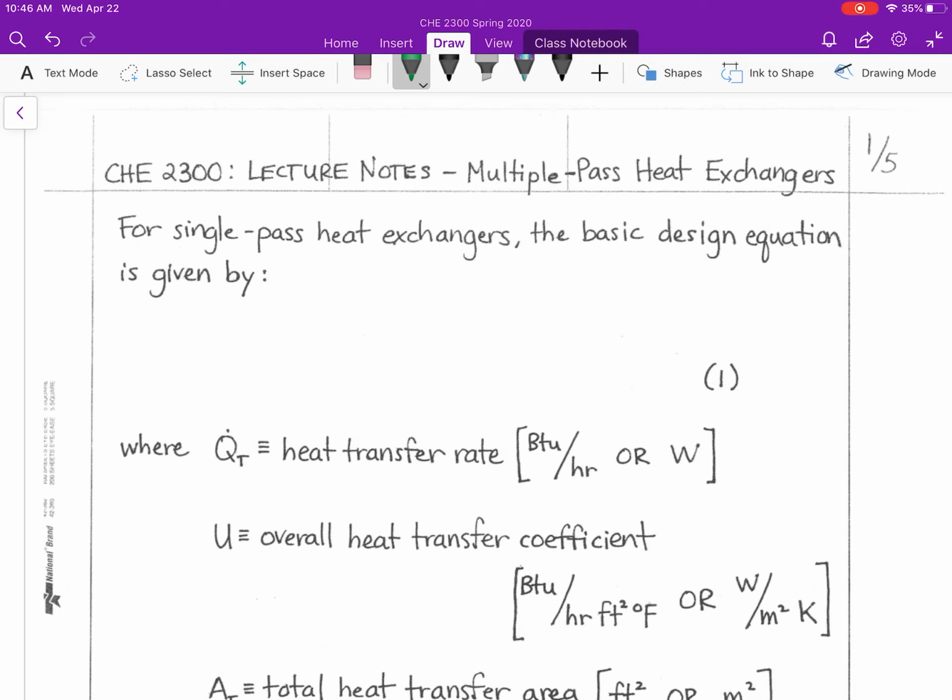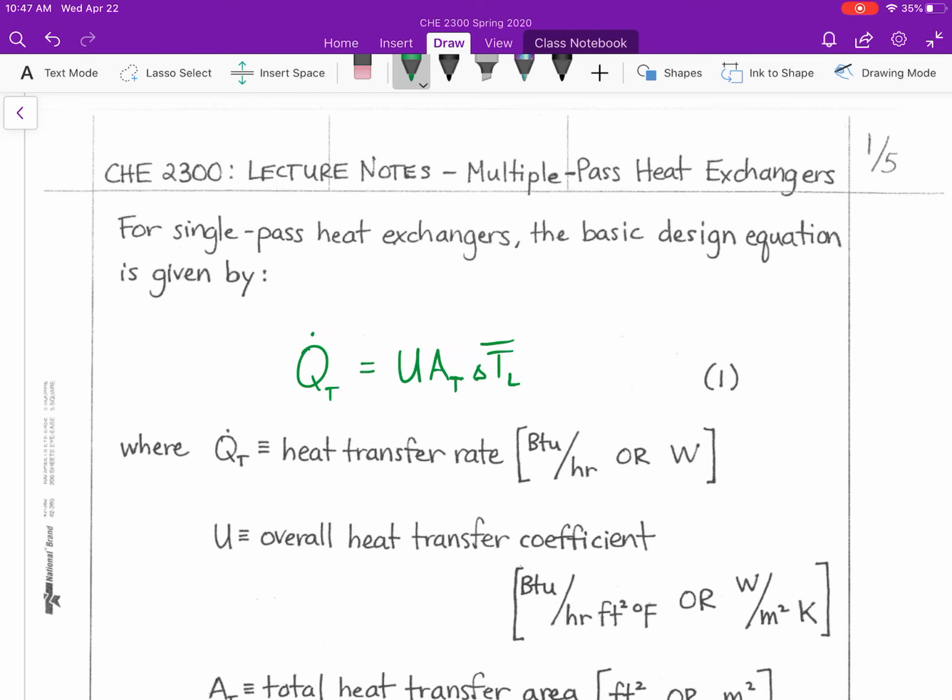What we saw from our discussions was the following design equation, which can be used to describe the heat transfer rate in our heat exchanger, which is a function of the overall heat transfer coefficient, either based on the inside or outside area of the tubes, the total area required for heat transfer, which again is based on either the inside or outside area of the tubes, and the log mean temperature difference of our heat exchanger, which again accounts for the fact that the temperature difference or gradient across our heat exchanger is not necessarily linear.